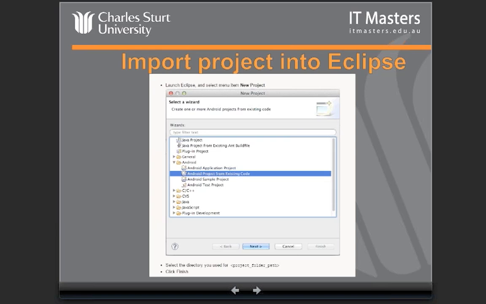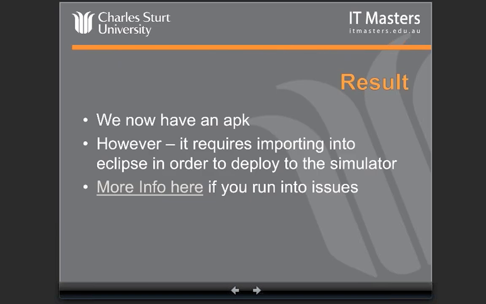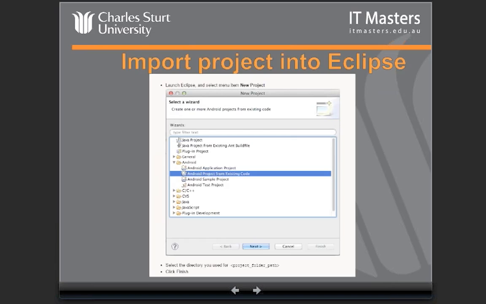So what we want to do now is we've got a legitimate Android project. We want to load it into Eclipse as a project. So what we do here is we create a new project. It says here, launch Eclipse. We select the menu item, new project here. And then we're going to pull this in from existing code.